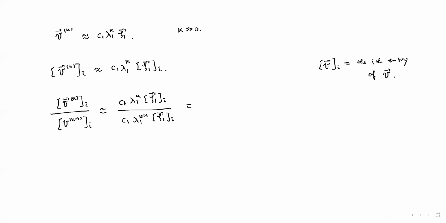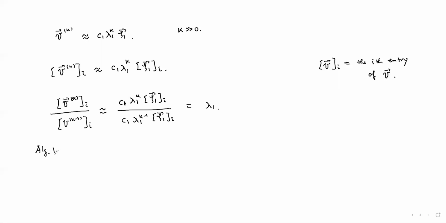So cancel C1, cancel the ith entry of the vector psi 1, and also cancel lambda 1 to the k minus 1. Then we have lambda 1. So how to get lambda 1? Consider the ith entry of the current iterate over the ith entry of the previous iterate. When k is large enough, the ratio roughly is lambda 1.